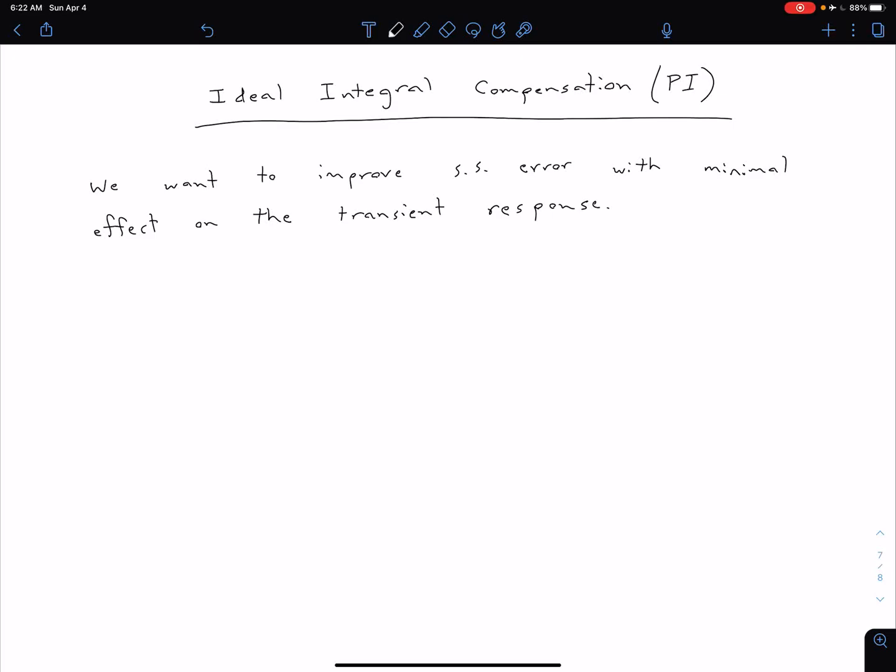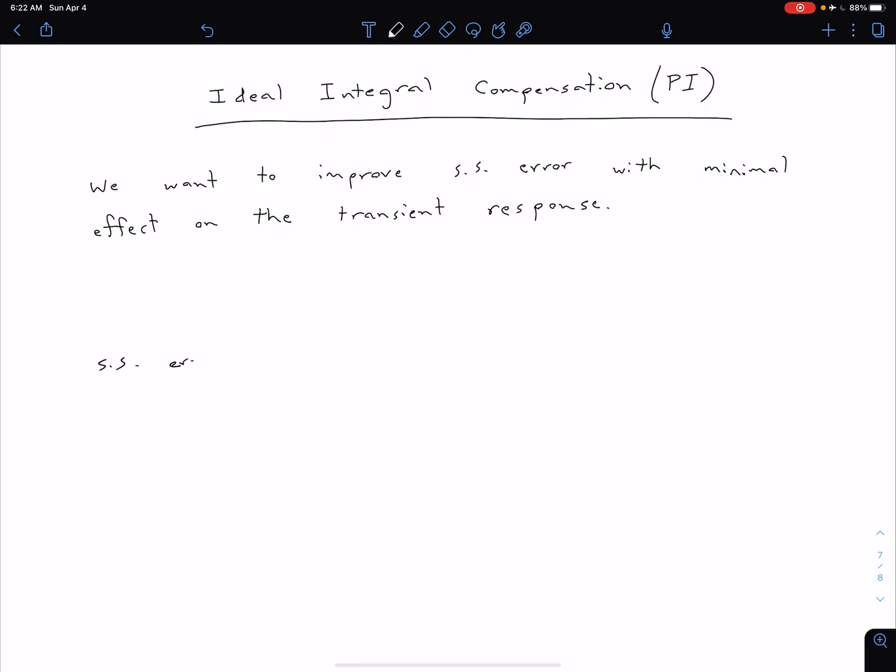We're now ready to talk about our ideal integral compensation, or our PI controller. And so what we're going to be doing, of course, is improving our steady state error. But while we're doing this, we want to keep in mind that we want to have a minimal effect on the transient response. So we're going to come back to this idea later of adjusting both our steady state error and the transient response. But right now, we just want to be adjusting the steady state error.